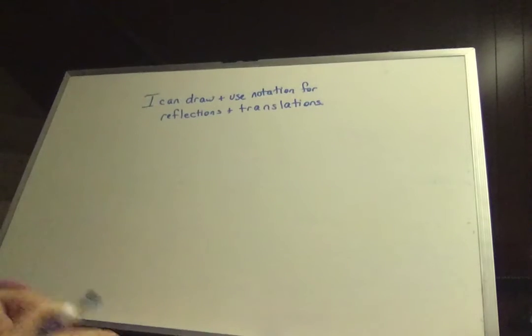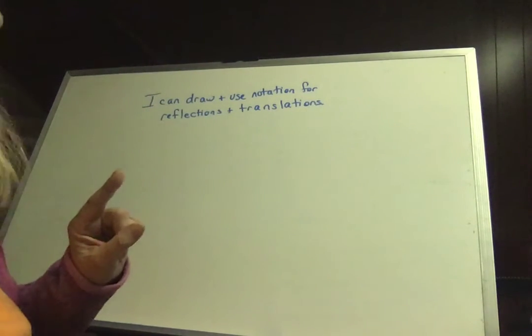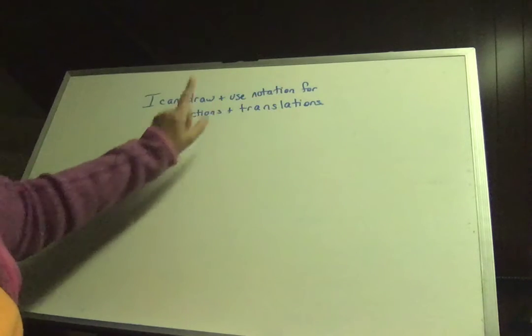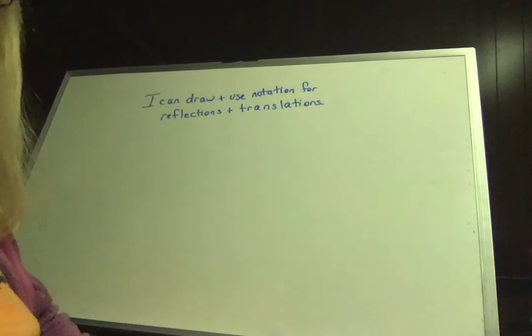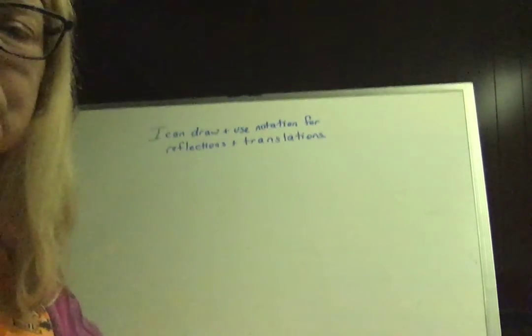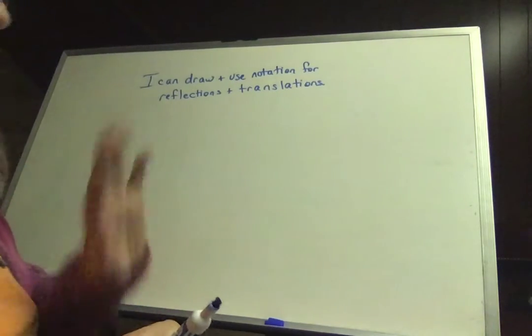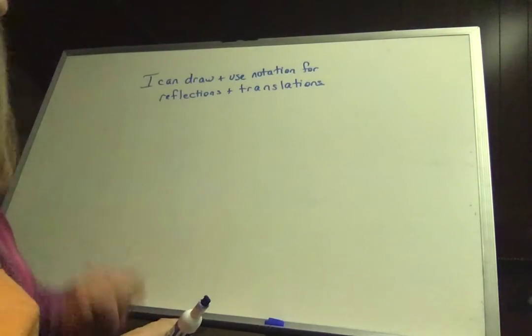Hello, today is about transformations. So I wrote on the board part of the icons. The icon draw, and we're going to concentrate on that using notation for reflections and translations. Those words you originally heard of as turns and slides and flips. But here's some fancier wording.